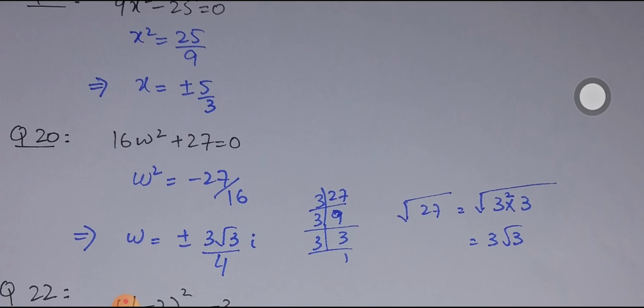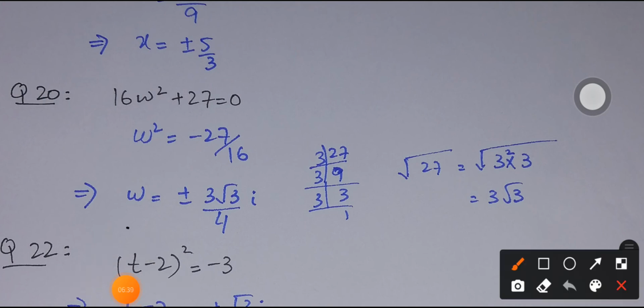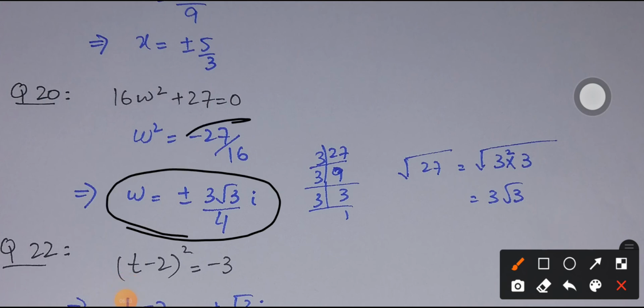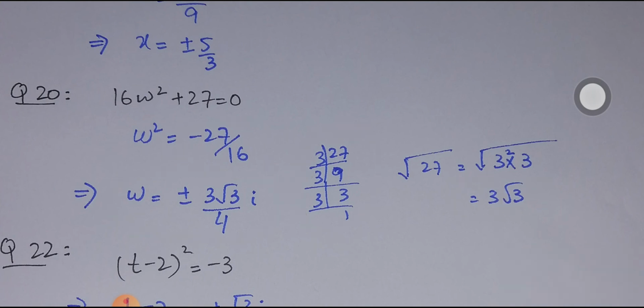Next we have question number 20. 16w square plus 27 is equal to 0. So w square is equal to minus 27 over 16. Taking square root on both sides, we will get plus minus 3 square root of 3 over 4 iota, because we have a negative term in the square root, and this 27 will give you 3 square root of 3, because its factorization is 3, 3 and 3, and this square will be taken out of the square root, and this term will appear as it is.